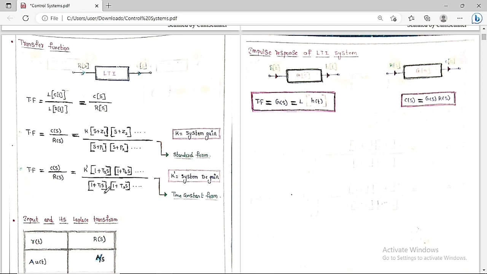This is the time constant form. Here K is called the system DC gain. And the numerator roots are always called the zeros, and the denominator roots are always called the poles. This you always have to keep in your mind.